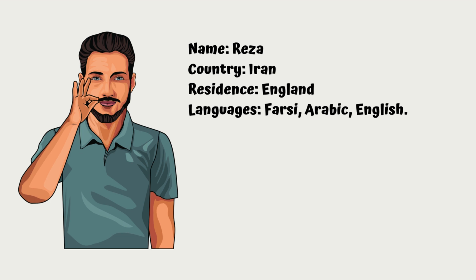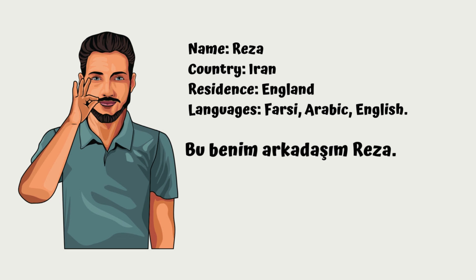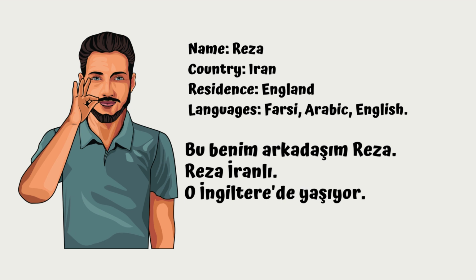So again, we're going to do the same thing. We're going to put all this information into a short paragraph. So how are you going to say, this is my friend Reza? Correct. Bu benim arkadaşım Reza. And we're going to say Reza is Iranian. Yep. Reza İranlı. And we're going to say he lives in England. Yep. O İngiltere'de yaşıyor.